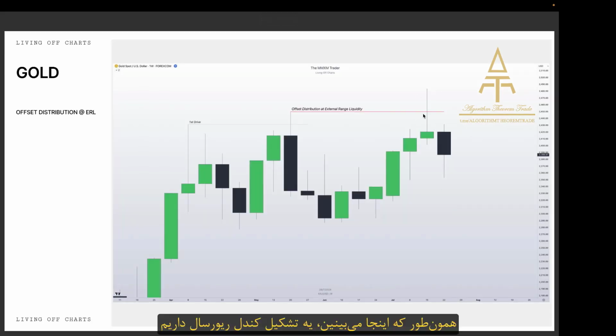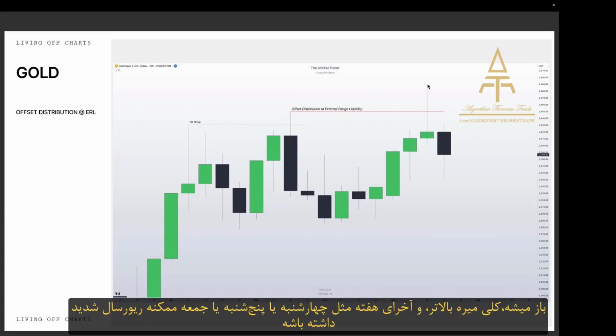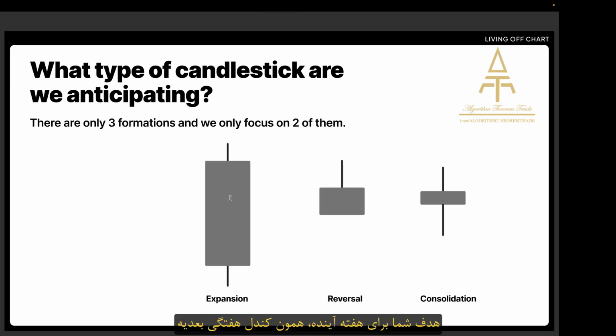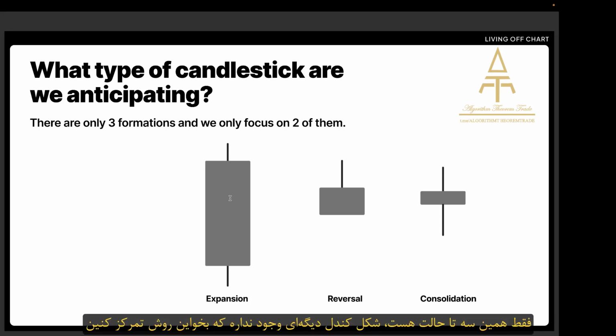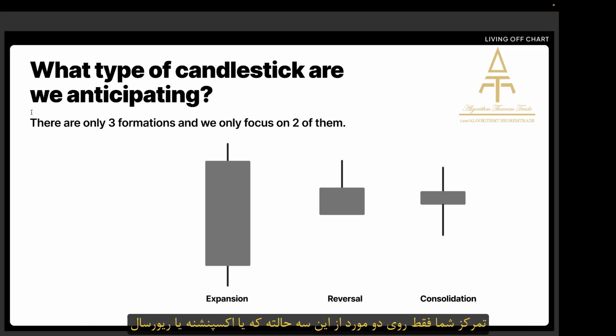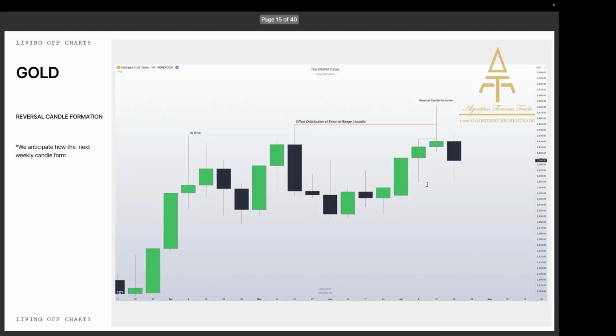So as you can see here, we have a reversal candle formation. It opens, it trades a lot higher, and then somewhere around the end of the week, it could be Wednesday, Thursday, or Friday, you could see a hard reversal. So your objective for the weekly is the very next weekly candle, you're to anticipate one of these three. And there's only these three. There's no other candle formation you'll be focusing on. As well as that, you're only going to be focusing on two of these three, which is an expansion or a reversal. We don't want to be trading a consolidation.